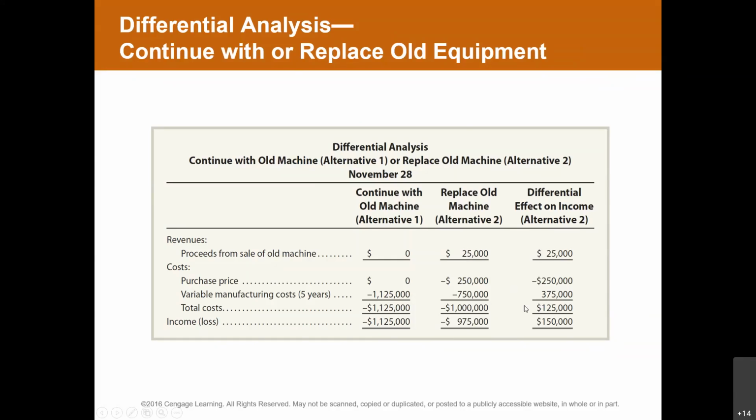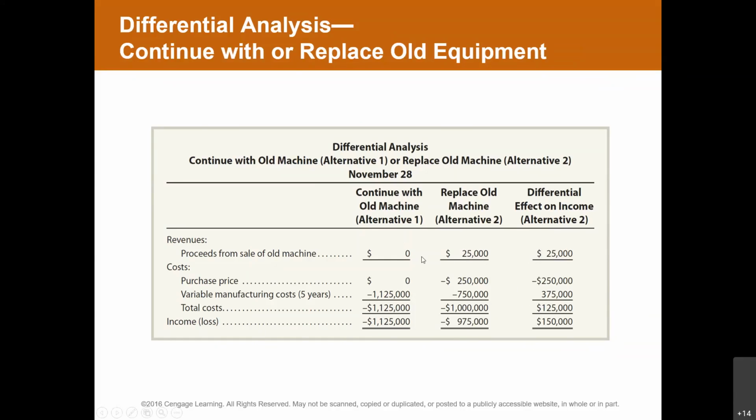So yeah, given this analysis, it totally makes sense to go with replacing the machine. So what do the differential effect on income do? So that's just calculating how much it would make it.